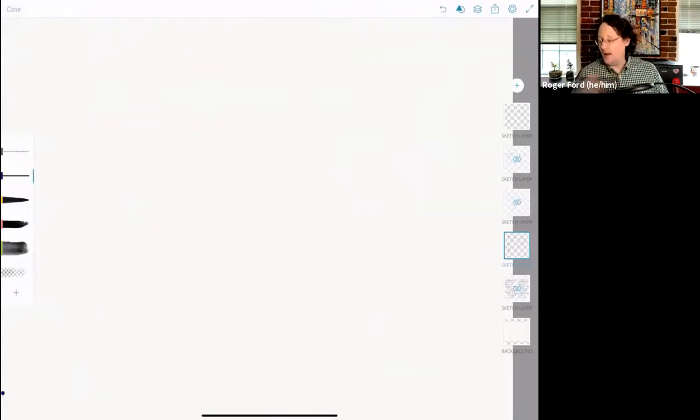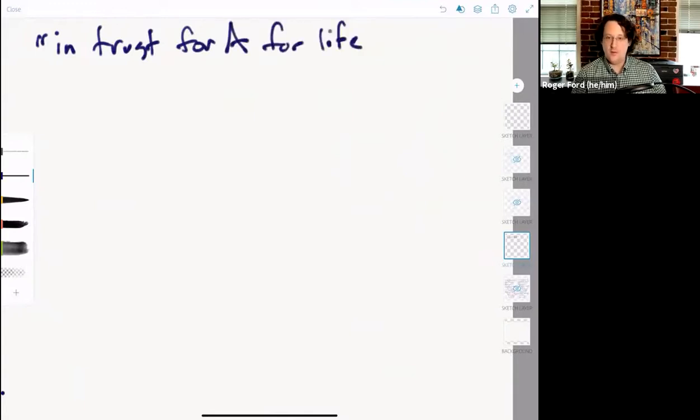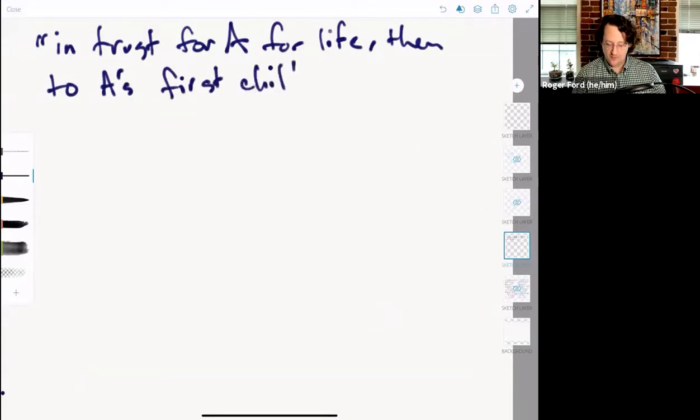So we're looking at example 29 on page 309. So O transfers a sum in trust for A for life, then to A's first child to reach 21.